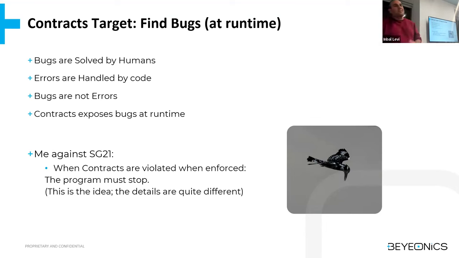It's very important to distinguish between bugs and errors. Errors are something that we can handle inside the code. I have an error, I can see the value, and just continue the execution of the program by handling the error. Bugs are not handled by code. A bug is simply something where we need to take a look at the code and fix it. We need to talk to the developer, we need to change the code. We are not handling bugs.